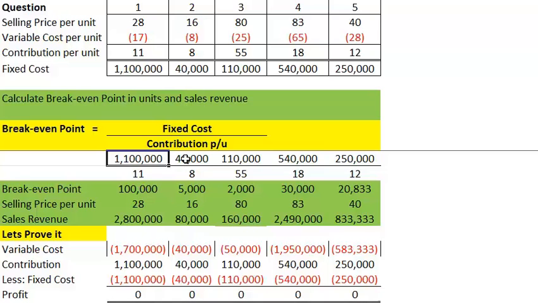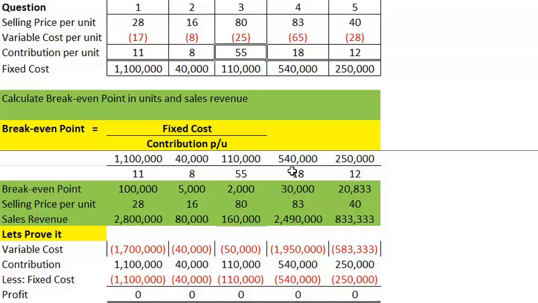Likewise, in question number 2, our fixed cost is 40,000. Contribution per unit is 8 pound. When we divide 40,000 of fixed cost by 8 pound per unit contribution, we get a break-even point of 5,000 units. In question 3, fixed cost is 110,000. Contribution margin is 55 pound, as you can see here. We divide 110,000 fixed cost by 55 pound per unit contribution.